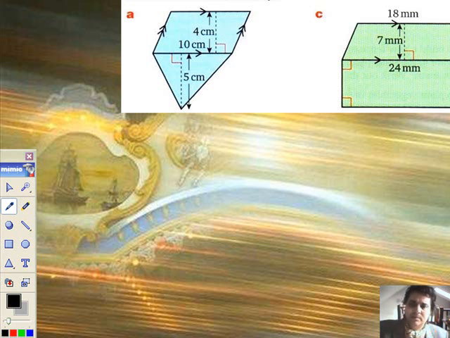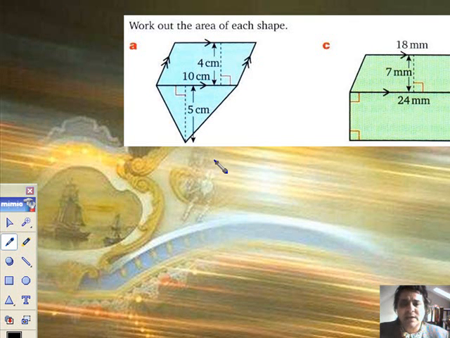Here's a compound shape. This is part of question 2. What do you see? Well, if you can verbalize what you see, then you can do the maths for it. Here I see a parallelogram, here I see a triangle. So work out the area of the parallelogram, work out the area of the triangle, and then don't forget to add them. They're not two separate shapes, it's one shape made of two different shapes, hence compound shape.